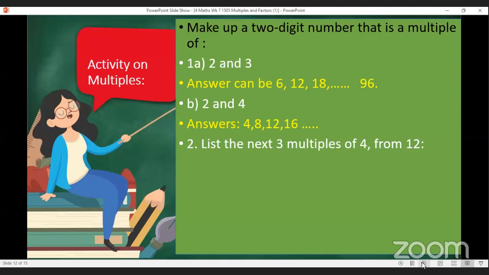And then number 2 says: list the next 3 multiples of 4 from 12. From 12, what will be the next 3 multiples? Okay, Jack said 16, 20, not 30, Jack. Okay, 16, 20 is right. The next 3, guys. The question is list the next 3. So these are the kind of questions that you get, yes, 16, 20, 24. These are the questions that you get when it comes to multiples.